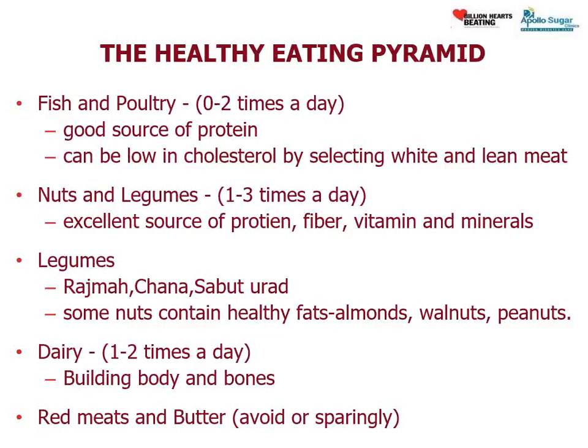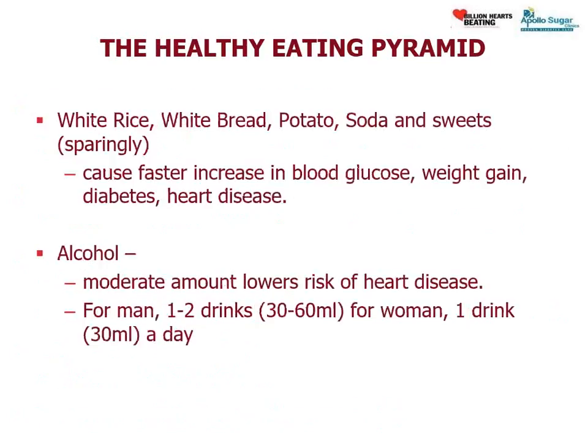Red meats and butter should be taken sparingly, because red meats are high in fat. And diabetes, as studies have now shown, is a pre-condition for cardiac diseases. Even many cardiovascular doctors now say that we should treat diabetes as the precondition for cardiovascular diseases. So healthy eating is the key.